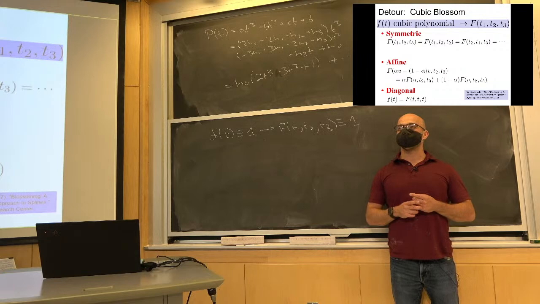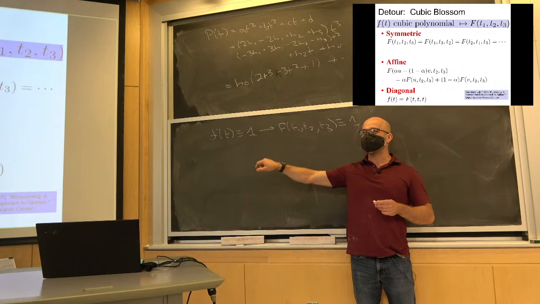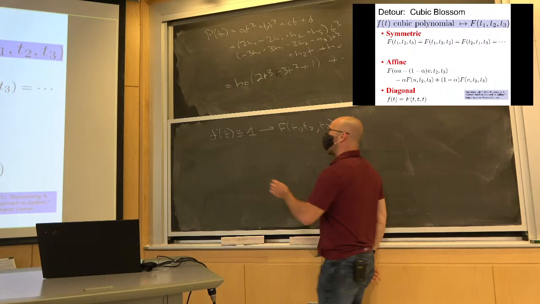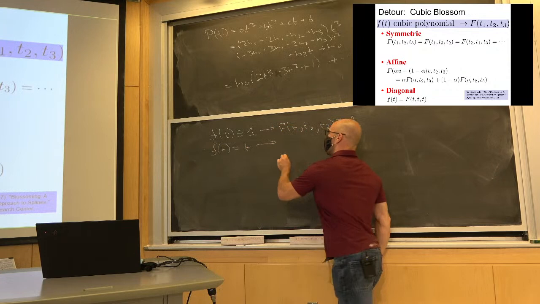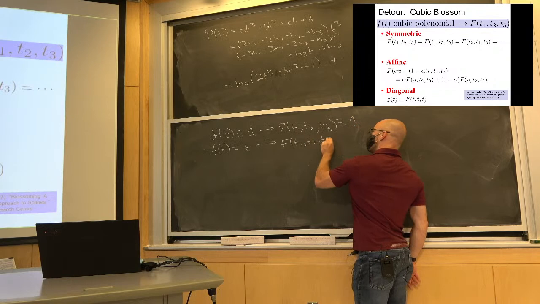Yes, we're going to construct how to do that. In fact, what we're going to do is we're going to do it for 1, t, t squared, and t cubed. And then you can get a blossom for any polynomial by just linearly combining them. Yeah. So, f of t equals t.